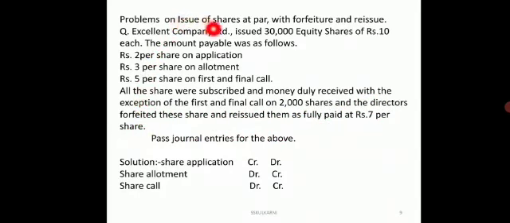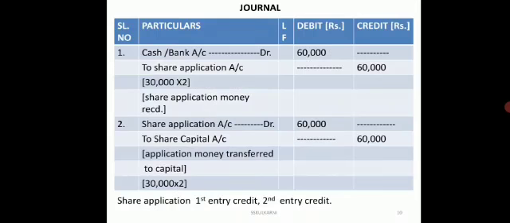So in the previous notes when I had given you all, I had said that you have to remember a simple trick: application money is first debited then credited, allotment is debited and credited, share call is debited and credited, where cash is always debited and capital is always credited. So how these entries work or appear, we'll see in the next journal entry.